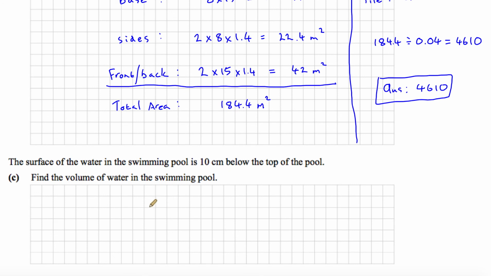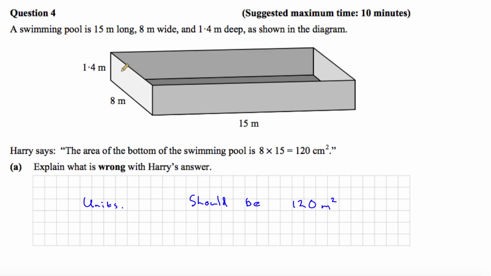Part C, the surface of the water in the swimming pool is 10 centimeters below the top of the pool. Find the volume of water in the swimming pool. Okay, so if it's 10 centimeters below the top, that means it's only up to, say, here. And rather, 10 centimeters below 1.4 meters would be 1.3 meters. So the volume of water will be 8 by 15 by 1.3, because the volume of a cuboid is length by width by height.